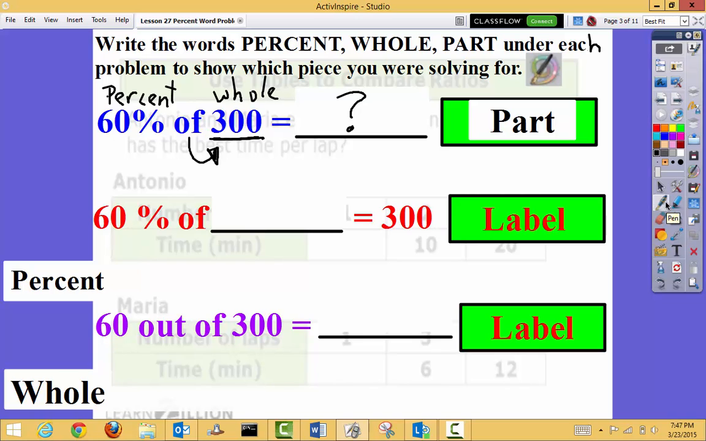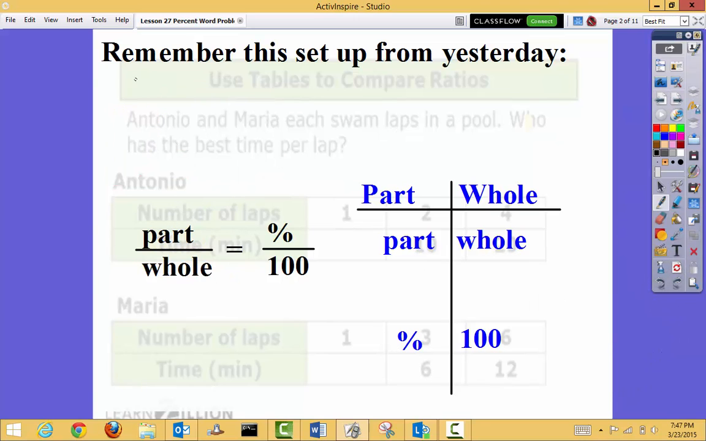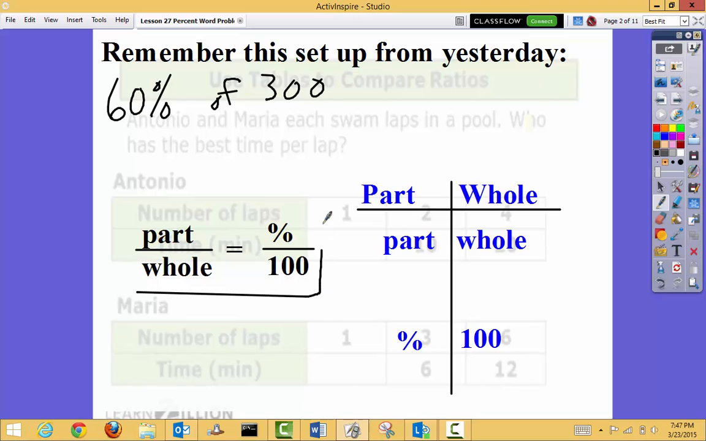Well, there are several ways. I'm going to use this model right here. So I'm going to just copy what I have down, 60% of 300. And I'm just going to fill in this little equation that we've been working with. So I know what my percent is. My percent is 60. So I'm going to fill that 60 in right here. If you're not sure, I'll highlight it. That 60 is my percent. So I'm just filling in the same spot. That 100 will always stay the same. And now I'm going to look for these missing parts.